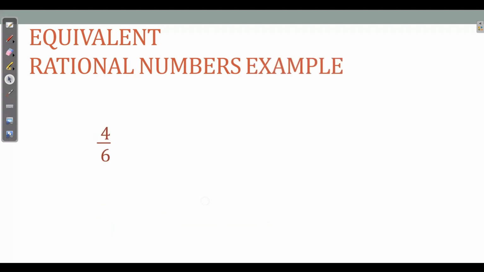Consider 4 by 6 as a rational number, and for this rational number we have to find the equivalent rational numbers. I am taking m equal to 2, so I will multiply both the numerator and denominator with 2 here. So 4 into 2 is 8, that is the numerator. 6 into 2 is 12, which is the denominator. For 4 by 6, 8 by 12 is an equivalent rational number.